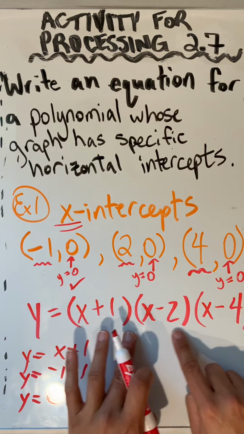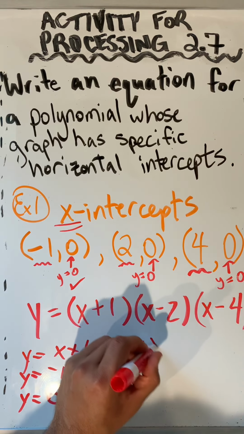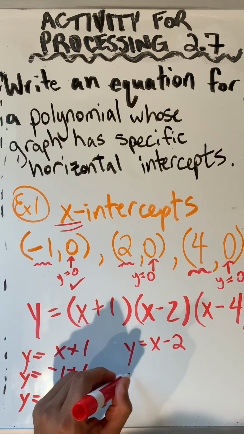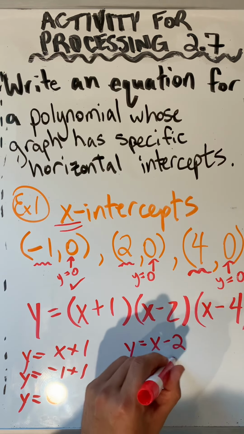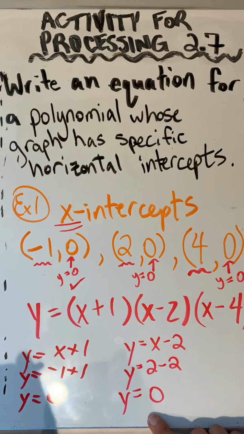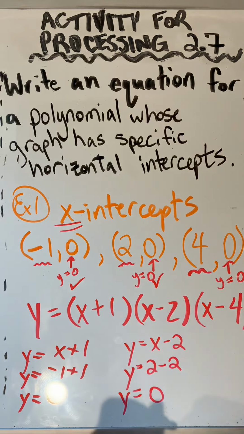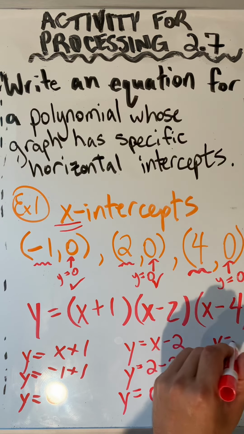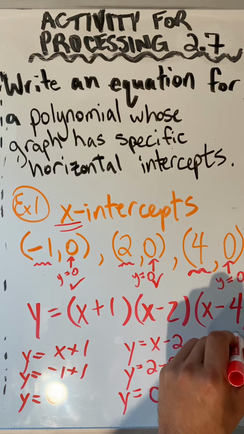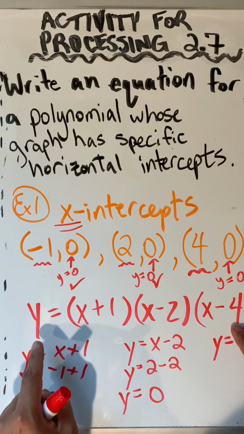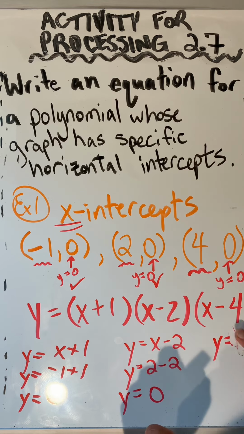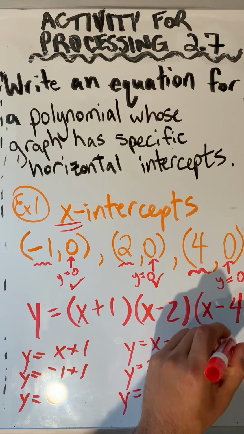Y equals x minus 2. I'm going to plug in this 2 in here. Y equals 0 once again. It worked there. So the last one here, we have 4. Oh, sorry. X minus 4 equals y. I'm going to write that here. Sorry about that. Let me slow down.